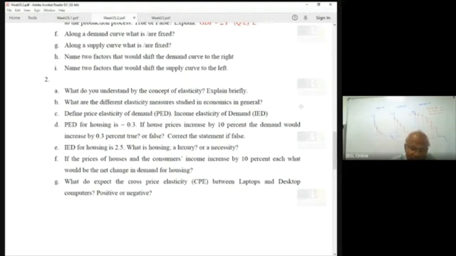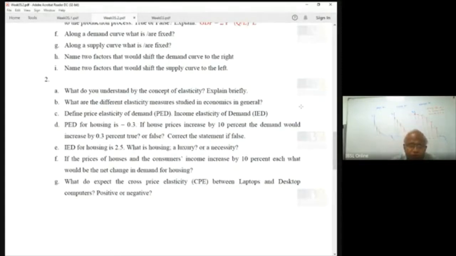Cross price elasticity of demand is positive when two goods are substitutes. It is negative when two goods are complementary goods. It is 0 when the two goods are not related. Laptops and desktops are generally substitutes. There is some degree of substitutability, because you can do most of the functions using either laptops or desktops. Therefore, they are substitute products.